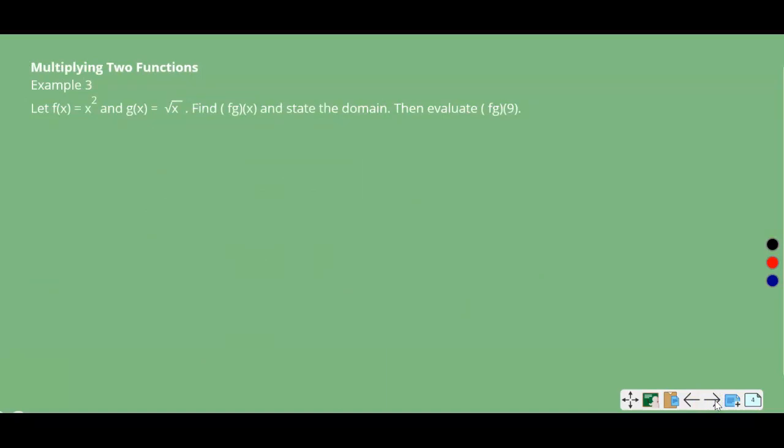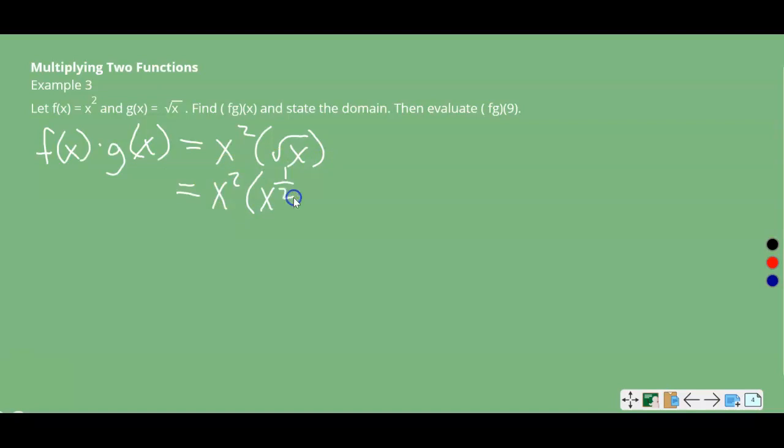Example 3, multiplying two functions. Let f of x equal x squared and g of x equal the square root of x. Find f times g of x and state the domain, then evaluate f times g of 9. So we're going to have f times g. So we've got f of x times g of x, and that's going to equal x squared times the square root of x. And if you want to write the square root of x as x to the 1/2 power, remember that's the same thing, then we have the same base.